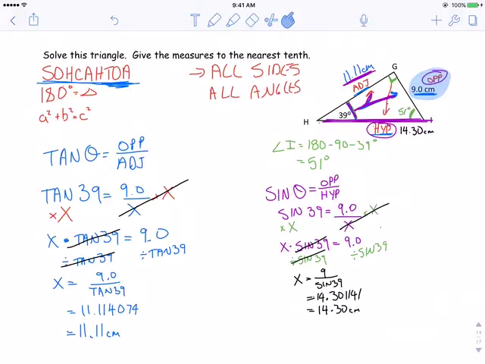So there are two types of triangles you're going to have to solve for: one with an angle and a side, the other one with two sides. Whatever tools you need to use or want to use in order to get to your final destination, that is perfectly your choice, or completely up to you.